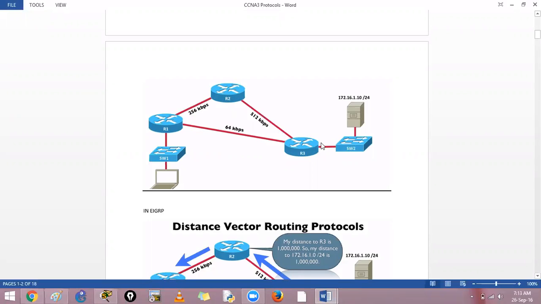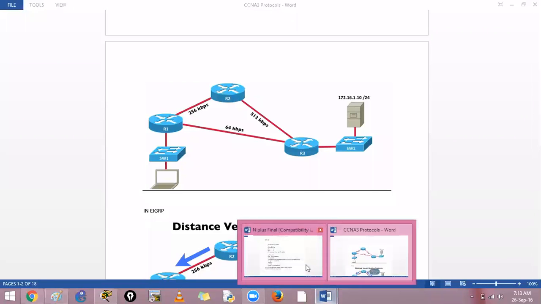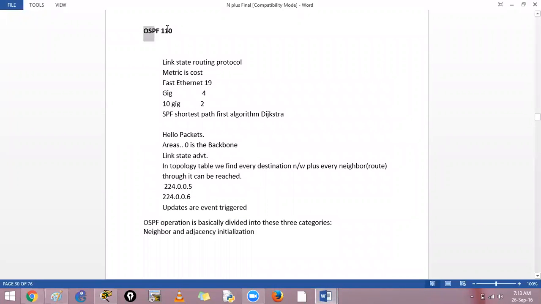So instead of using RIP, we can use another routing protocol. That other routing protocol is OSPF, Open Shortest Path First, and this is a link state routing protocol. This routing protocol knows the link's bandwidth, you can say.